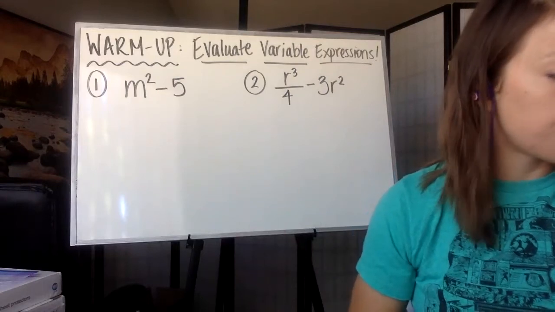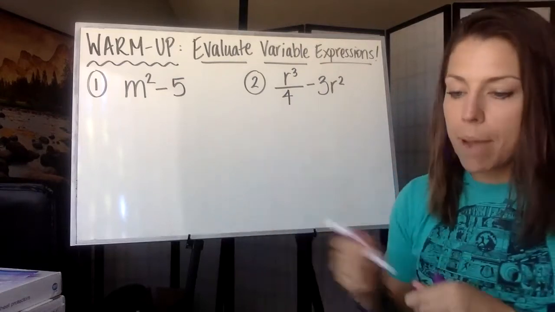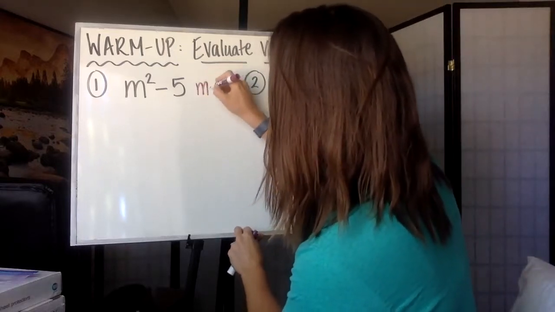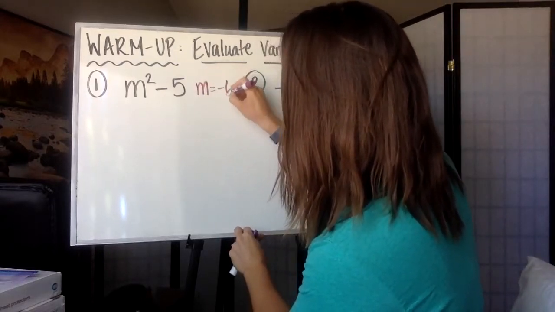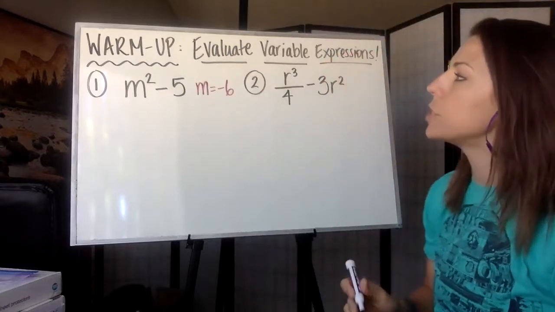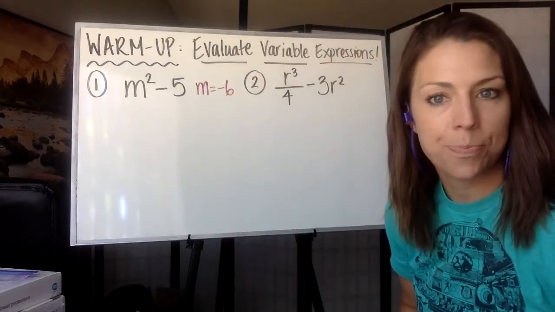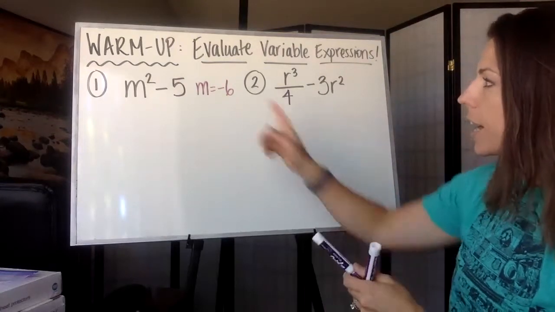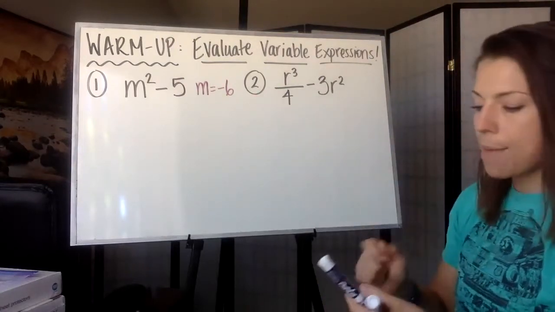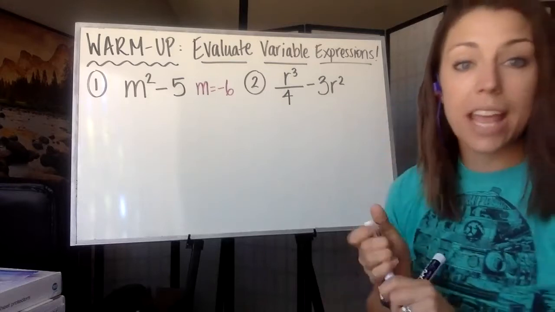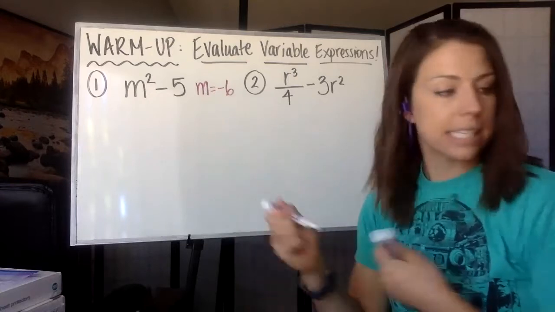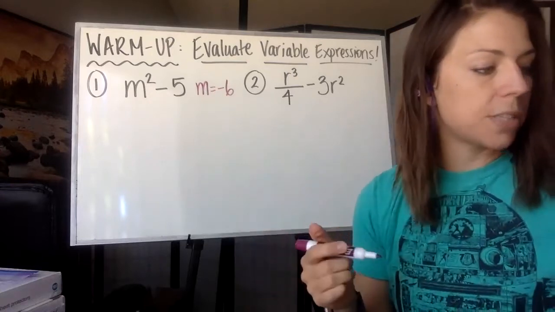Here we go. So for the first one, m squared minus 5, you're going to substitute in m equals negative 6. Go ahead and pause the video to do that now. Let's go over it. M squared minus 5 when m is negative 6. So again, the first thing we're going to do is replace m with negative 6. And then we're going to write out the rest of the expression.